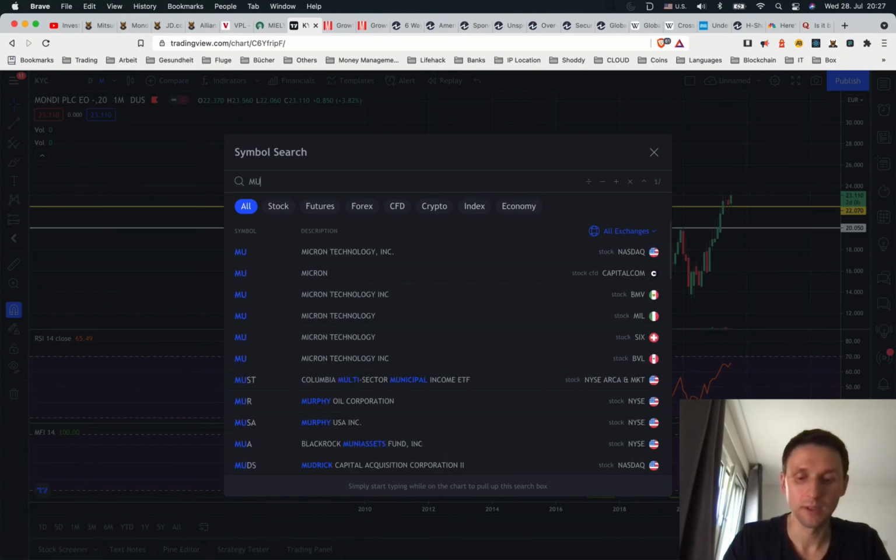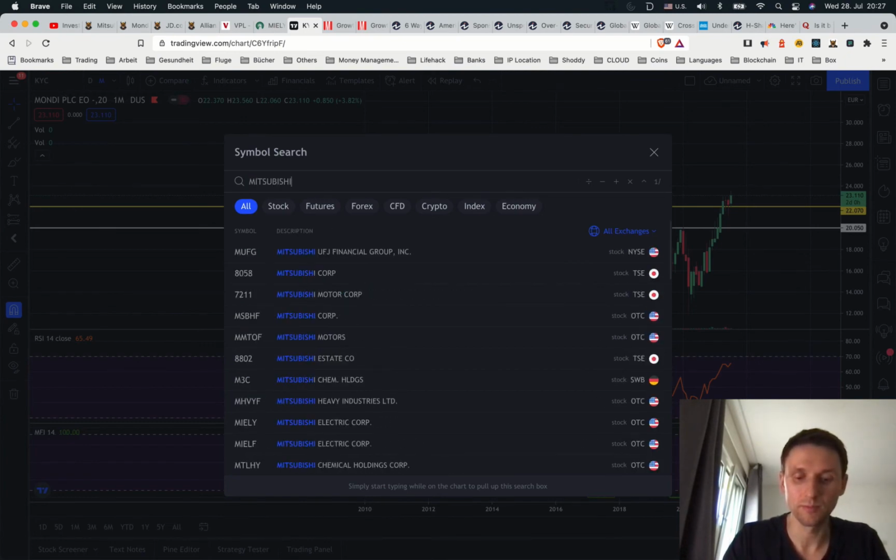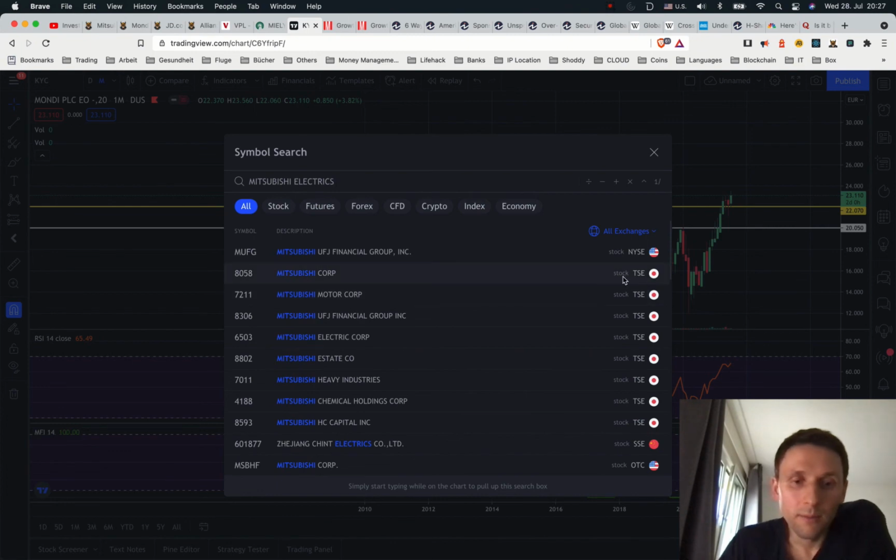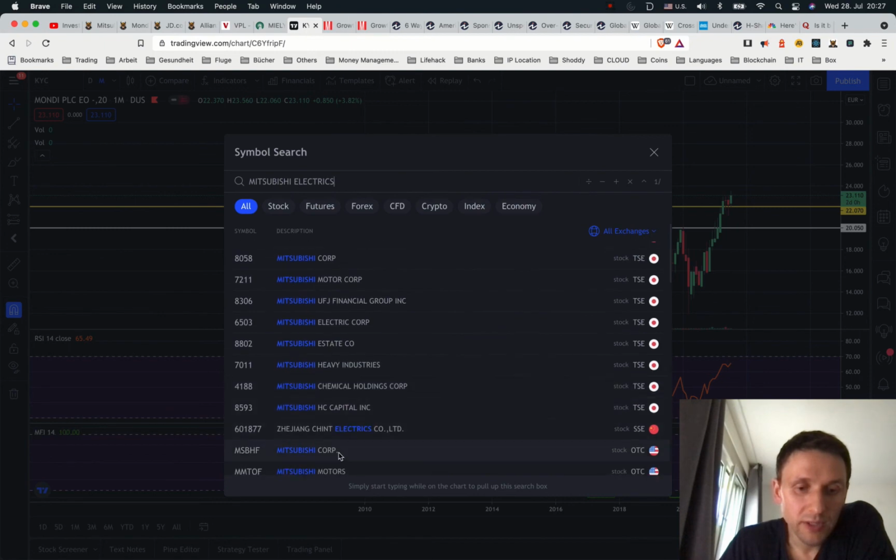For example, Mitsubishi Electric. This is a Japanese company. You can see it here. It's being traded on a local stock exchange in Japan, but you can buy it also in the United States through OTC, over the counter.